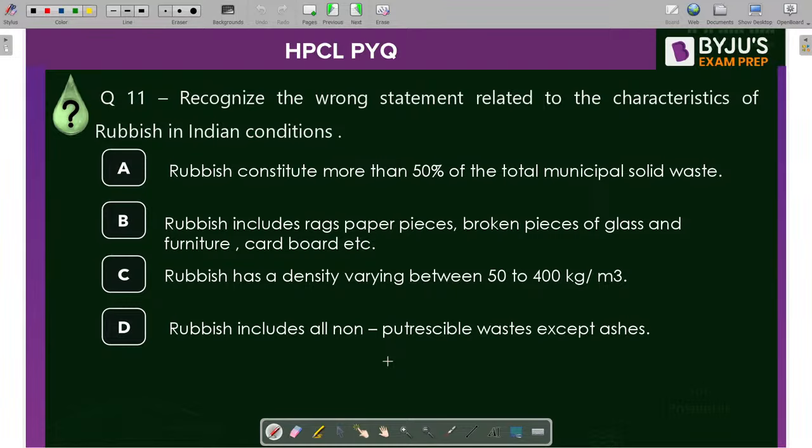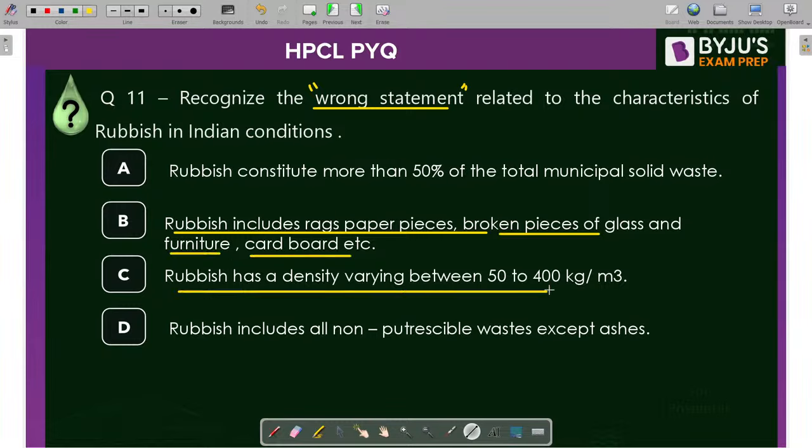Okay. Now tell me, guys, in this particular case you need to find out the wrong statement, not the correct one. Now let me explain one thing over here. Yes, definitely rubbish includes rags, paper pieces, broken glass, furniture and cardboard. And the density of rubbish is only 50 to 400 kg per meter cube.